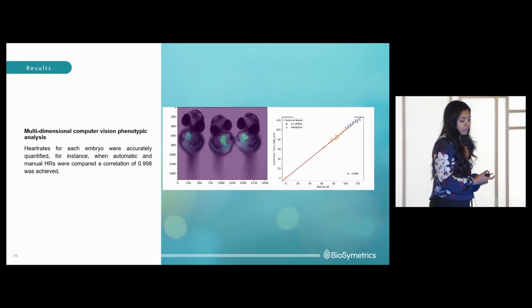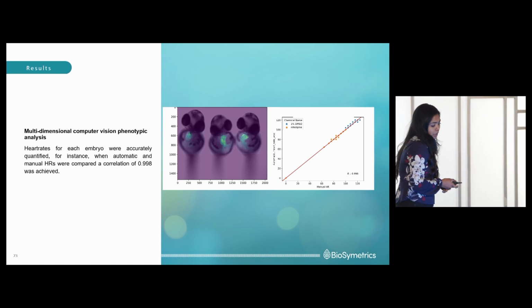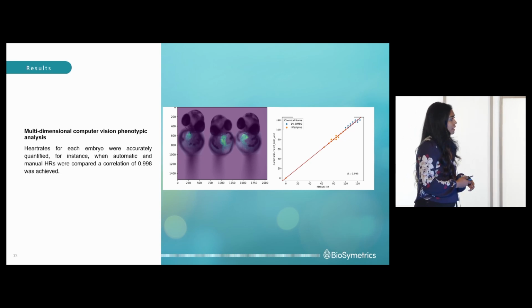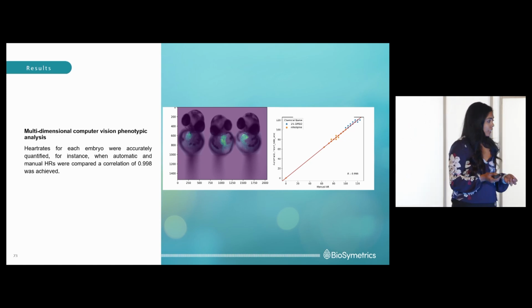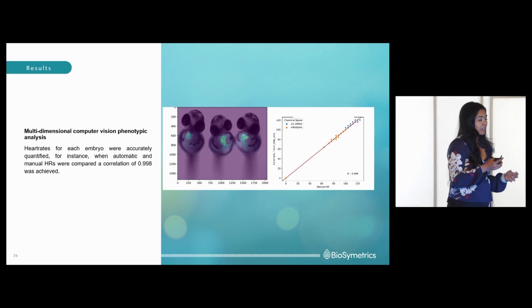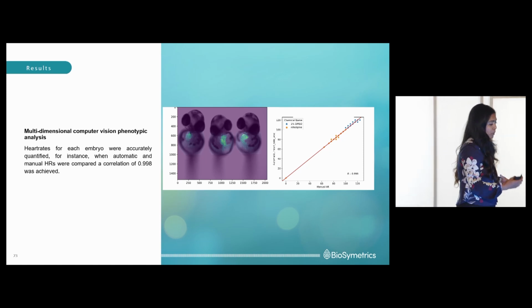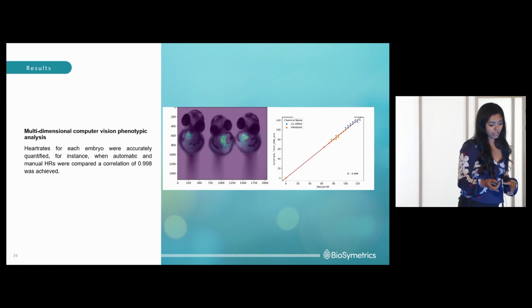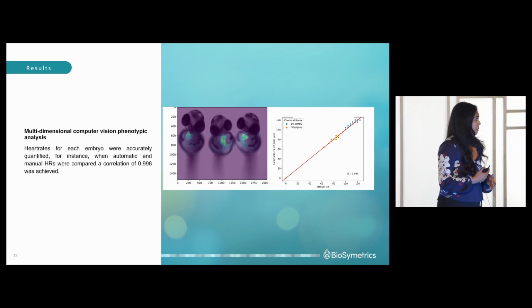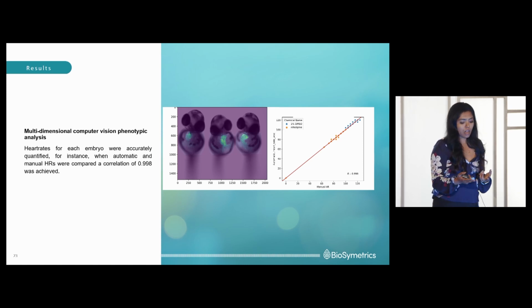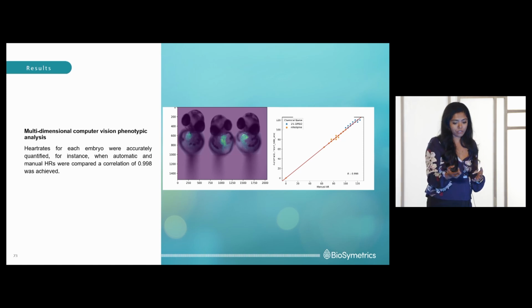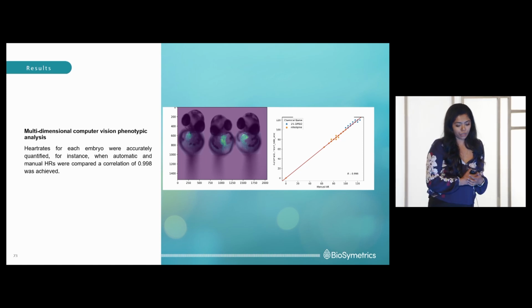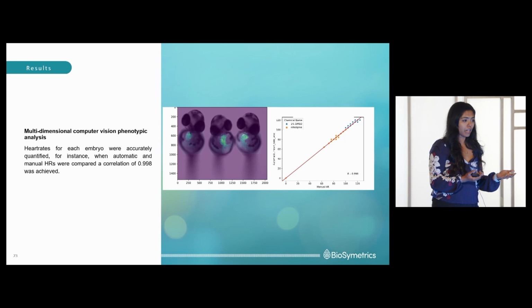So the first one here is heart rate, where we're looking at the heart rate of each embryo, and an expert would look at the videos. They would quantify the heart rate, and then we would use our automatic approach to see how correlated it is. And for this specific case, we looked at controls, so healthy zebrafish, as well as induced with nifedipine, and nifedipine basically lowers the heart rate. And as you can see in the image there, we got a correlation of 0.998, so high correlation, meaning that our heart rate quantification was fairly accurate.